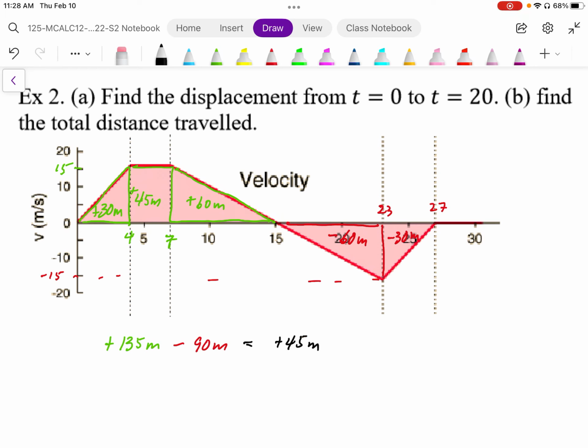Okay, so this is displacement. So this is A. For part B, we want the total distance traveled. Well, to do that, we're going to take each individual displacement and take the absolute value. Now we can group these together. We're going to group these together and do that, or we could just do it separately like I'm doing it here. But each of these displacements is now going to be calculated as distance.